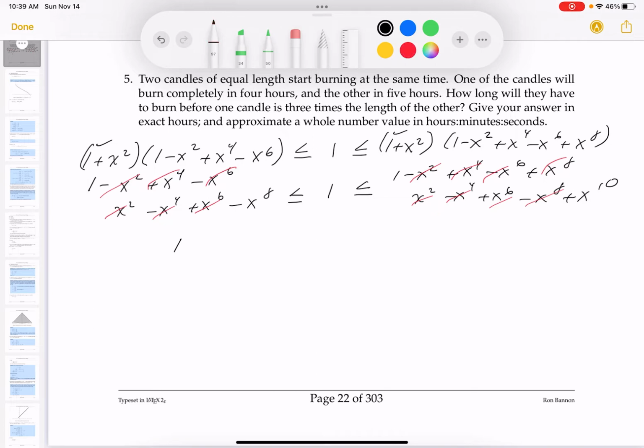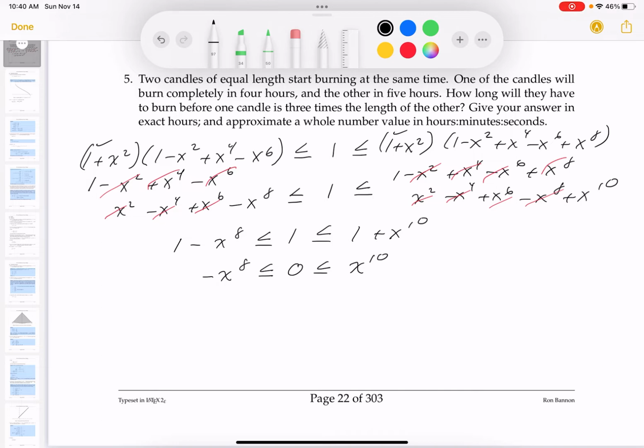And let's write down what we get. We get 1 minus x^8. Things are moving along pretty nicely. And I get 1 plus x^10. Now I subtract 1 from all the sides. And what do you get? Minus x^8, you get 0, and over here you get x^10. Now what I notice about this thing, this is really simple to look at now.